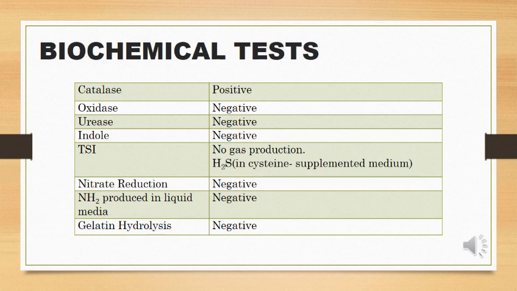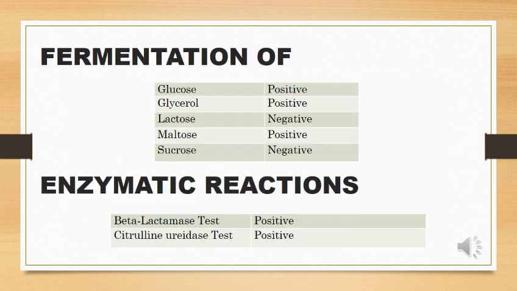Biochemical tests of Francisella tularensis: catalase positive, oxidase negative, urease negative, indole negative. TSI: no gas production, H2S production in cystine-supplemented medium. Nitrate reduction negative, NH3 produced in liquid media negative, gelatin hydrolysis negative. Fermentation of glucose positive, glycerol positive, lactose negative, sucrose negative, maltose positive. Enzymatic reactions: beta-lactamase test positive, citrulline ureidase test positive.